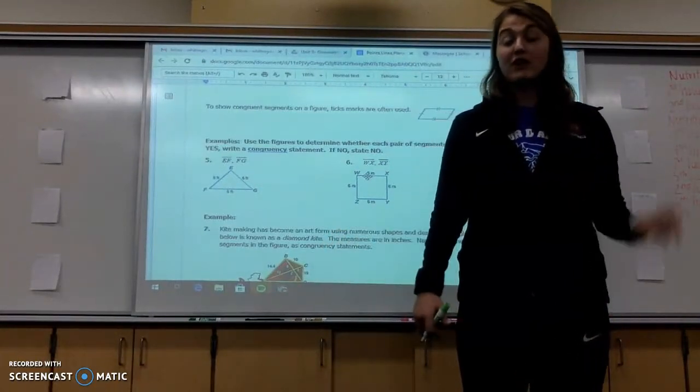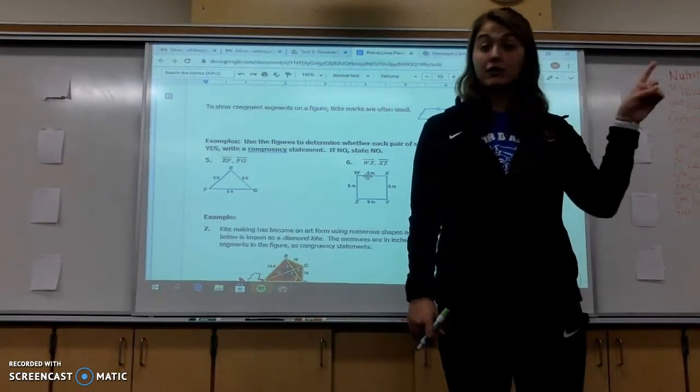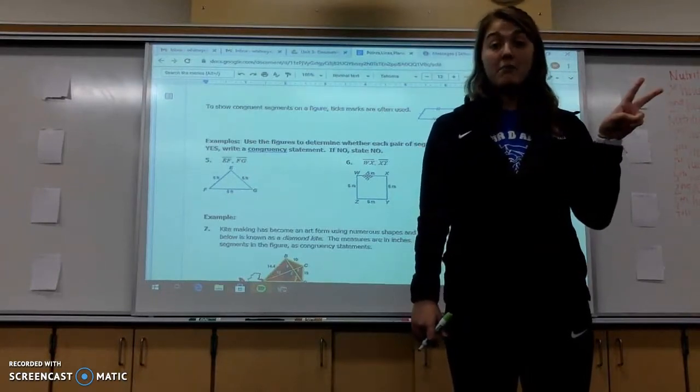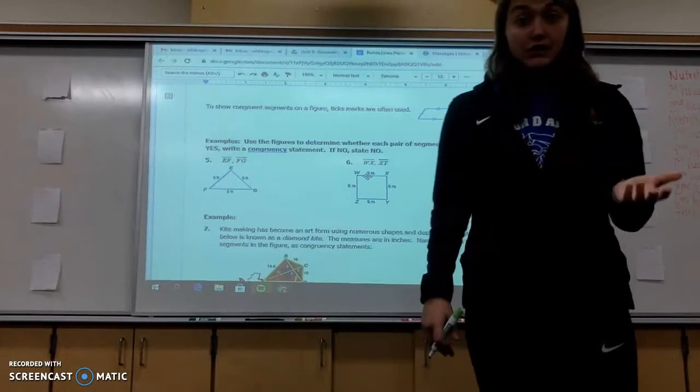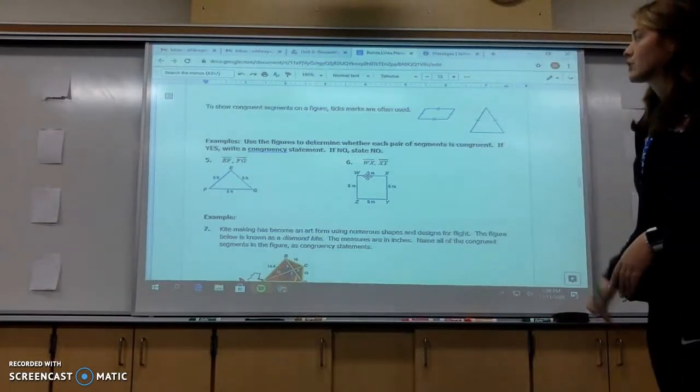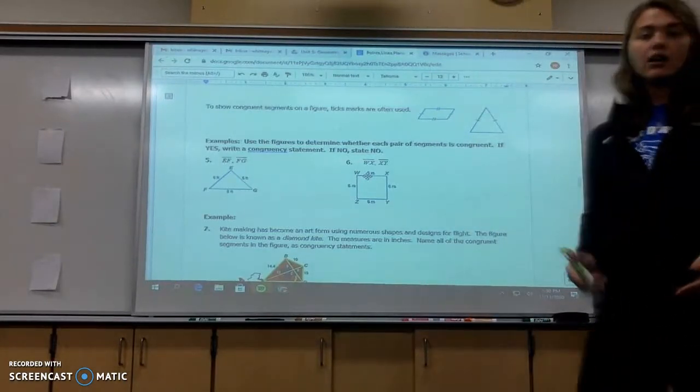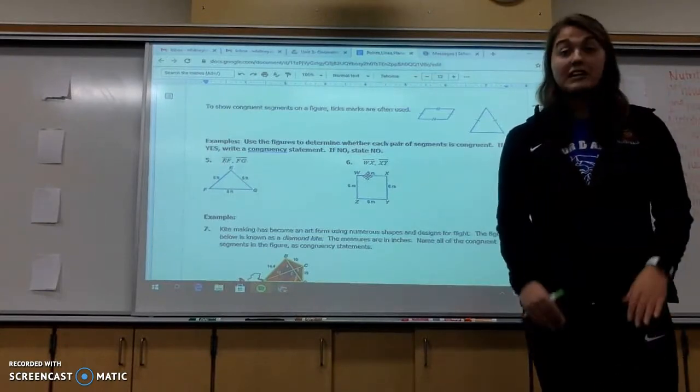Next topic. There are two things we're going to talk about today. We're going to talk about congruency, and we're going to talk about midpoint. Okay. So the first thing is congruency. Congruency is a fancy term in geometry for meaning the same.